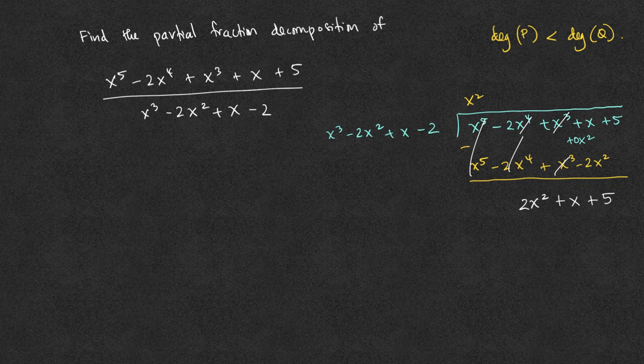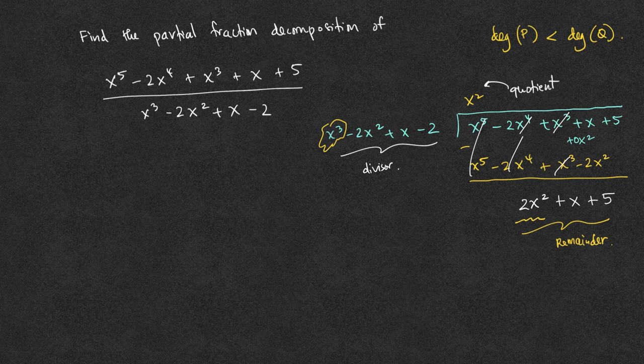We stop because the degree of 2x squared is 2 and the degree of the divisor is 3, and so 2x squared plus x plus 5 is what we know as the remainder. X squared is known as the quotient. X cubed minus 2x squared plus x minus 2 is the divisor.